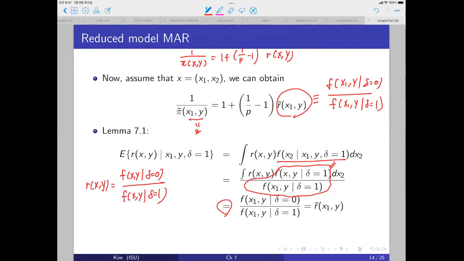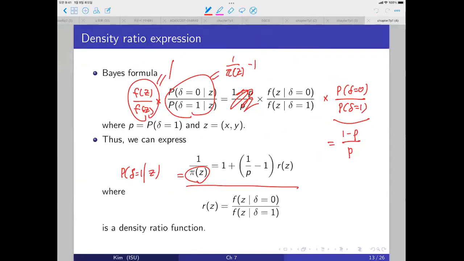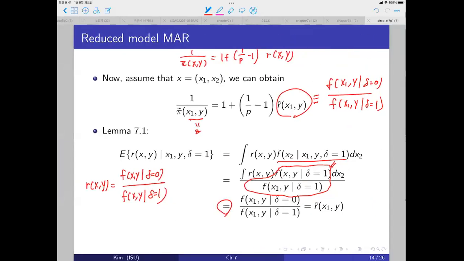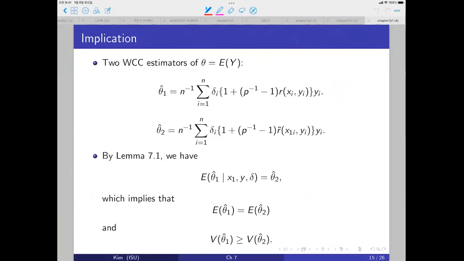Okay. So from the base formula, I'm sorry, you're getting this formula from the base formula. Which formula? Yeah, which one? Yeah. So this formula came from here, right? From here you get this, and then this one leads to this result, or lemma 7.1, and now we are in a position to prove this. So then we have two estimators.